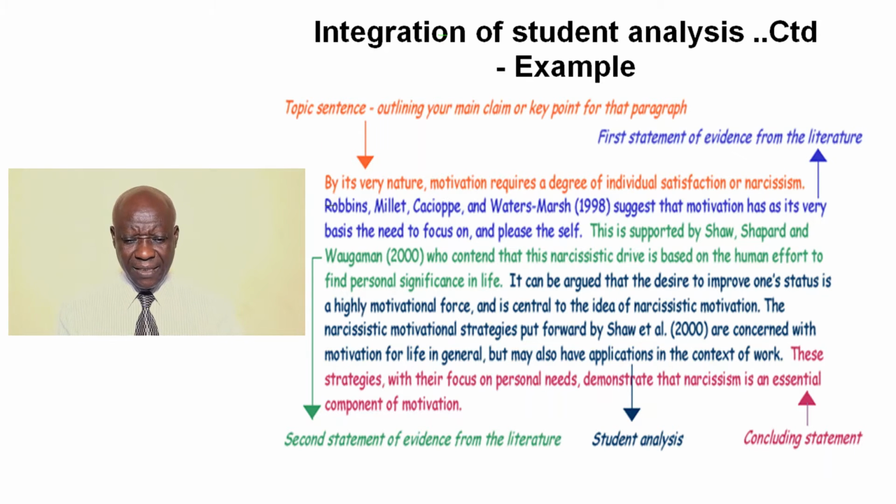I hope you see that very well on the screen, but I think you can see that, especially when you use the arrows, you'll be able to see that very well. You see student analysis there, ladies and gentlemen. I think that is green, or light green, or if not, dark green. Now, of course, again, as you can see with the concluding statement: These strategies, with their focus on personal need, demonstrate that narcissism is an essential component of motivation. That is a concluding statement, ladies and gentlemen.